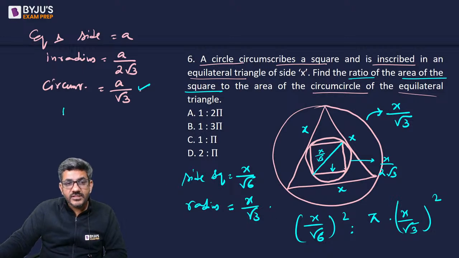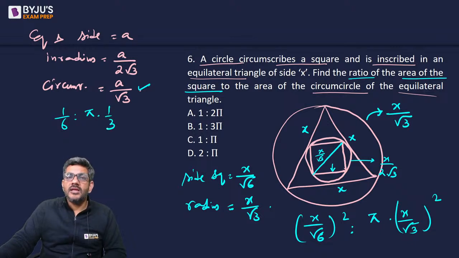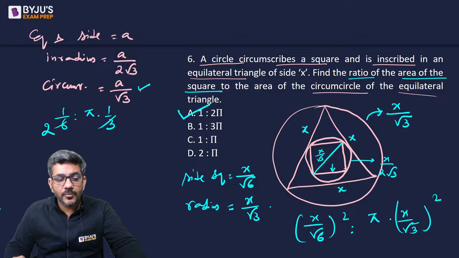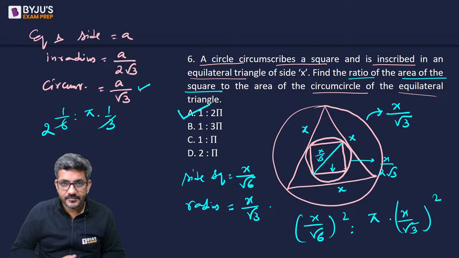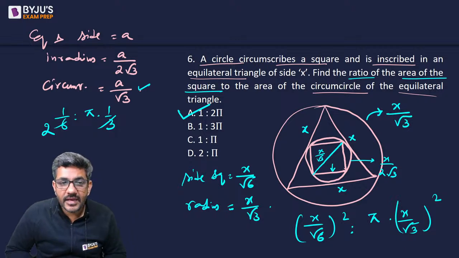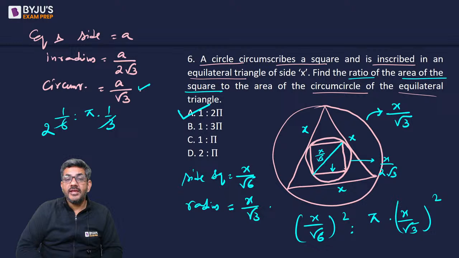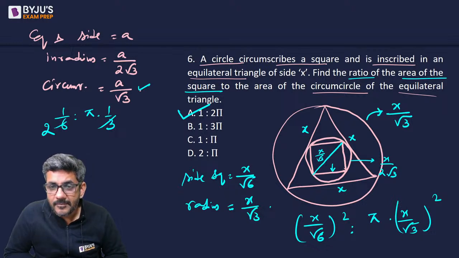So x by root 6 squared is x square by 6, to pi into x square by 3. The x squares cancel, 3 cancels with 6 leaving 2, and I get 1 is to 2 pi as the right answer for question number 6. The ratio of the area of the square to the area of the circumcircle is equal to 1 is to 2 pi.